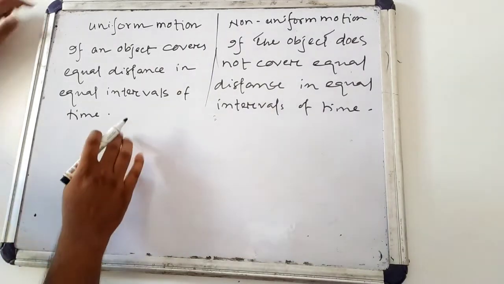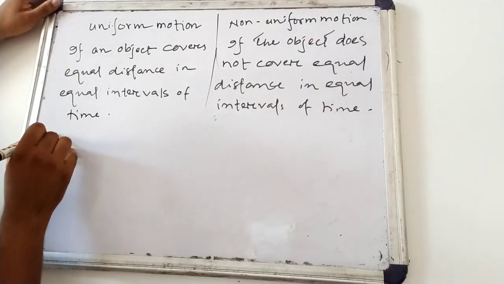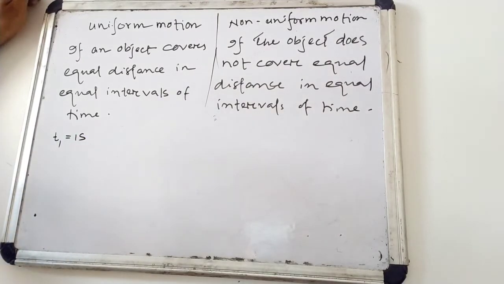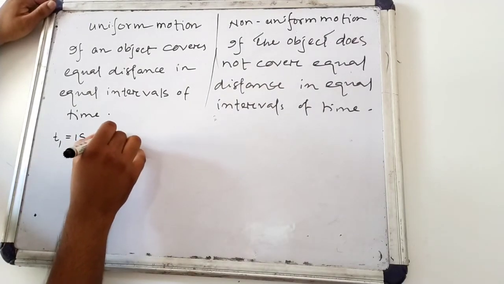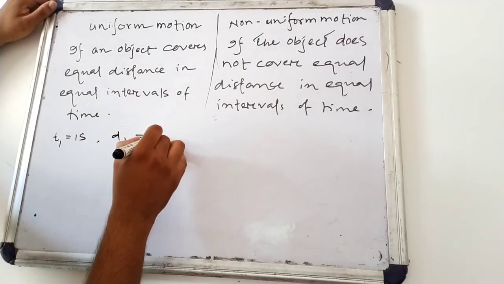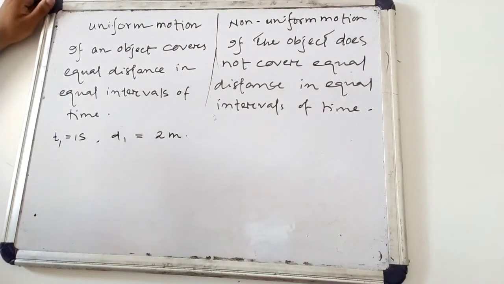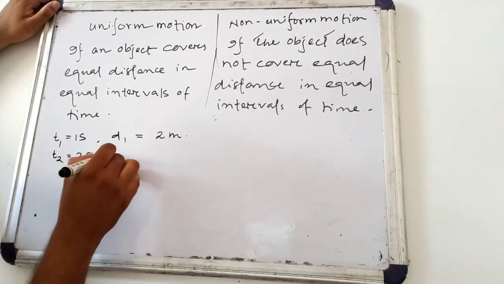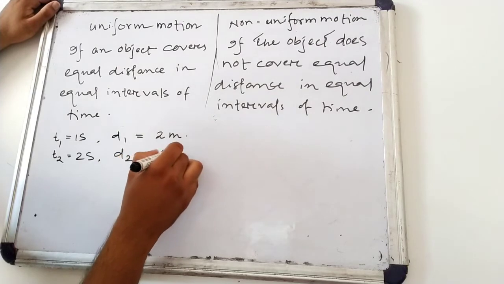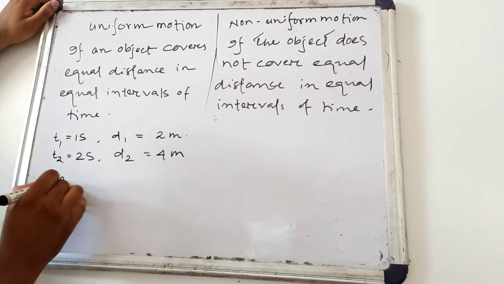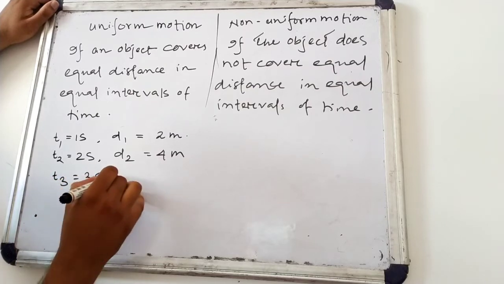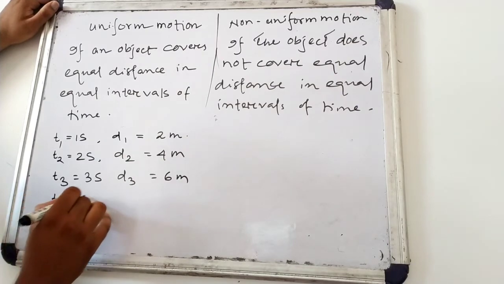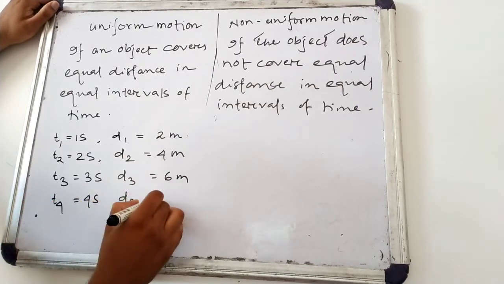So let's see an example. Suppose an object at t1 equals 1 second covers a distance of 2 meter. At t2 equals 2 seconds, the object covers 4 meter. At t3 equals 3 seconds, the object covers 6 meter. At t4 equals 4 seconds, the object covers 8 meter.